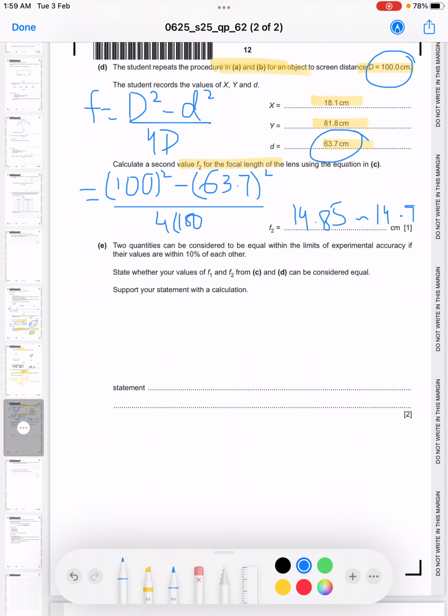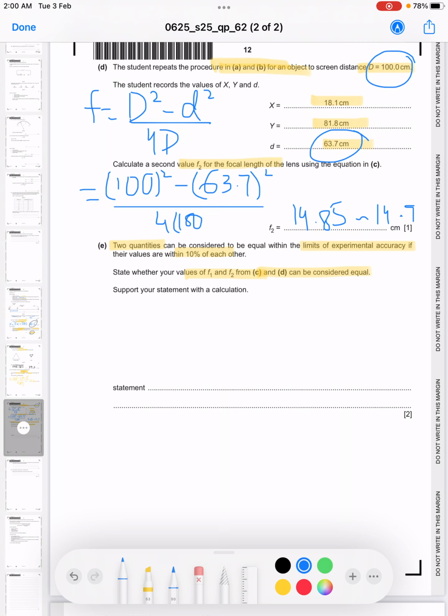E part. The two quantities can be considered to be equal within the limit of experimental accuracy, that is, 10% of each other. If the values are less than 10% of each other, then we consider them equal. So state whether your values of f1 and f2 from part C and D can be considered equal or not. So how will we find that we can consider them equal or not?